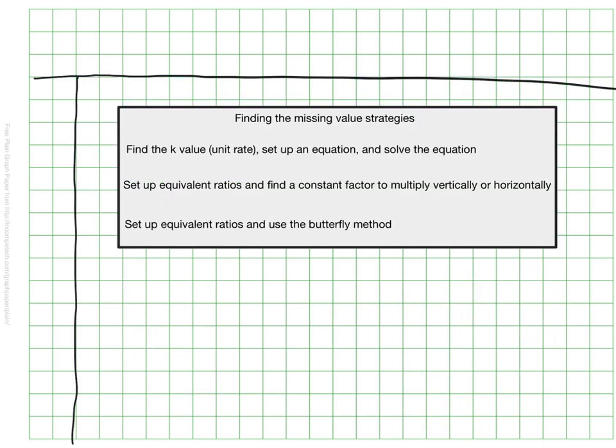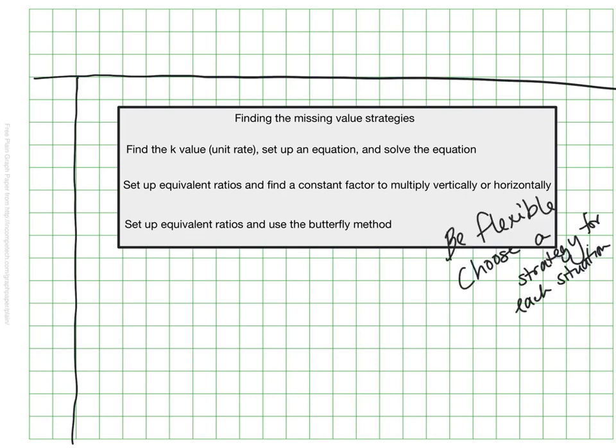There are multiple ways to look for a missing value in a ratio, and the option that you choose, of which I've recorded 3, will depend on what's easier for the numbers you're working with, right? Be flexible in your thinking and choose the one that makes sense for the particular problem or situation you're looking at.